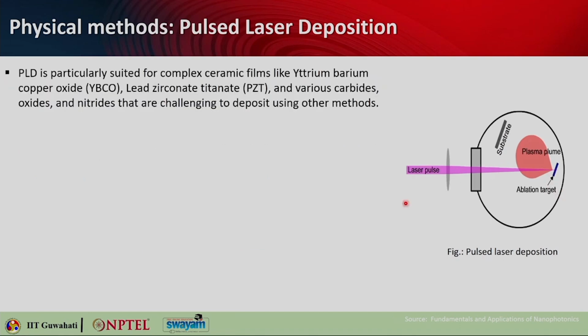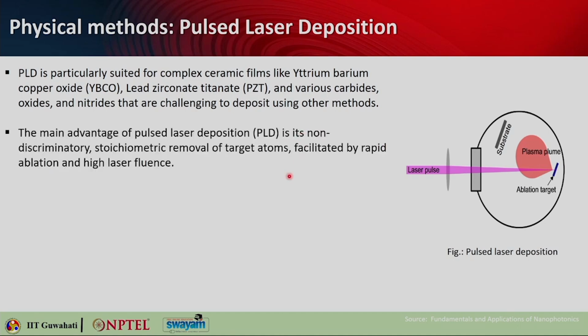So, PLD is particularly suited for complex ceramic films like yttrium barium copper oxide YBCO, lead zirconate titanate PZT, and different other carbides, oxides, nitrides, okay, that are challenging to deposit using other methods. So, you can actually deposit this kind of films using the PLD method. So, as I told you, the main advantage of PLD is that it is non-discriminatory, and it gives you stoichiometric removal of target atoms, okay, and this comes from rapid ablation and high laser fluence. So, quickly this evaporation takes place, and it takes place from the entire target.